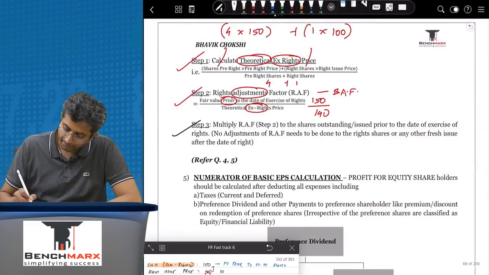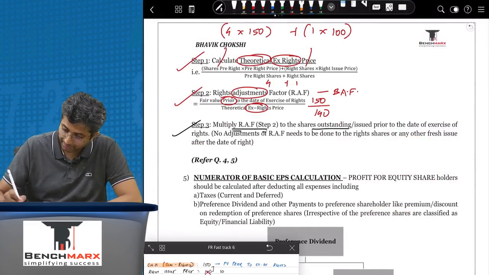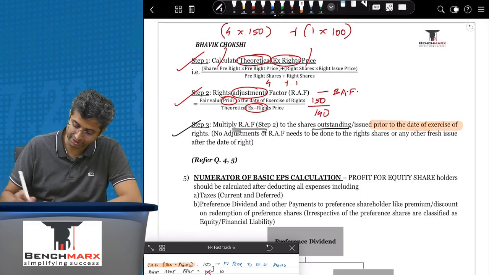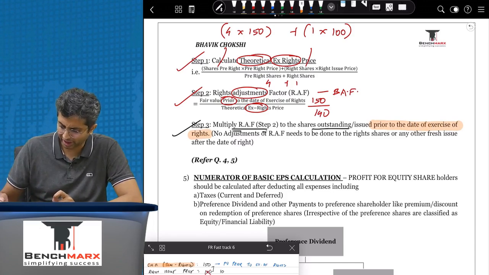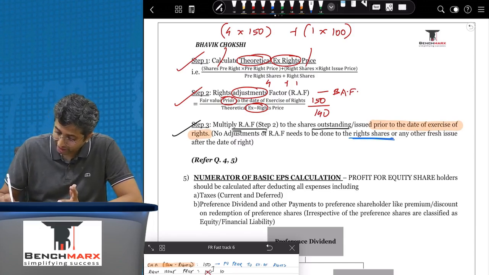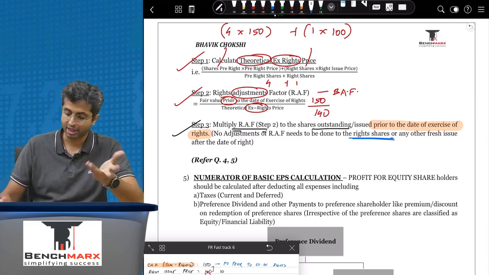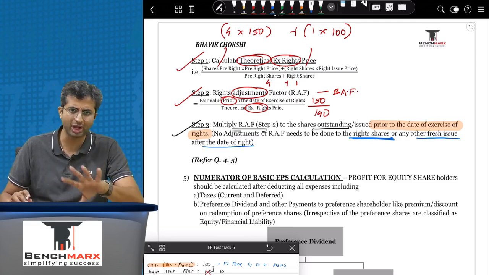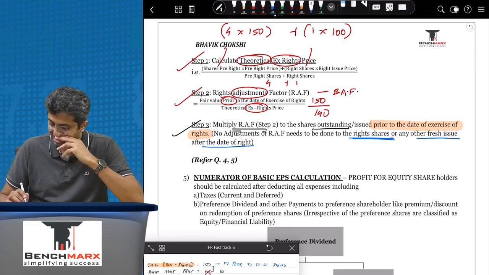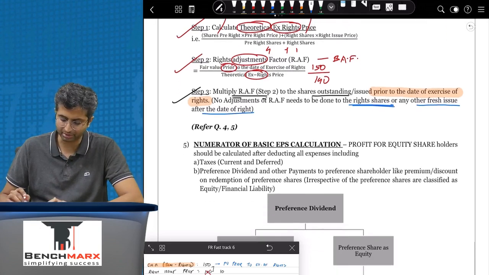Okay, third, multiply the RAF, which is there in step 2, to the shares outstanding or issued, this is important, prior to the date of exercise of rights. Prior to the date of exercise of rights, no adjustment of RAF needs to be done to the right shares or any other fresh issue after the date of rights, because the right shares already include the bonus, and the shares issued after the date of rights are not in any case entitled to any bonus. Okay, so that takes care of your step number 3.